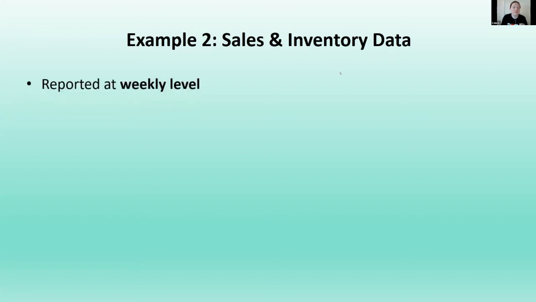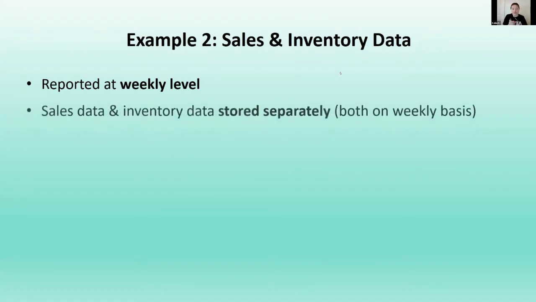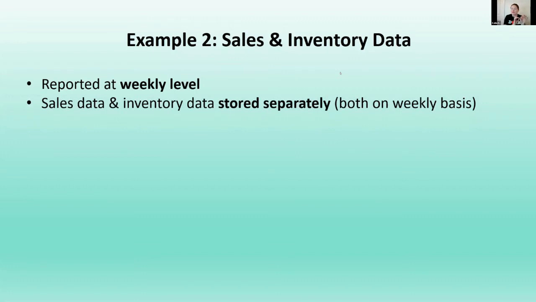The data in this example is reported at a weekly level. In the last example we were talking daily, so 365 days in a year. Here we're talking weekly, so 52 times a year, 52 incidences a year where we might have data reported. Adding to the complexity here is that the sales data is in one place and the inventory data is in another. They're stored separately, but both at a weekly level.